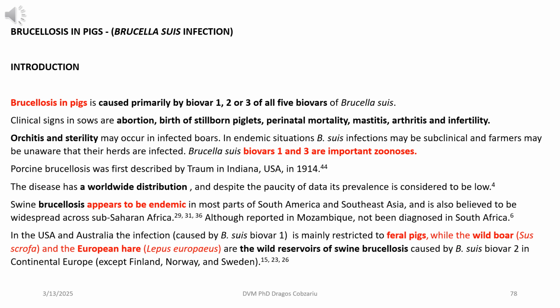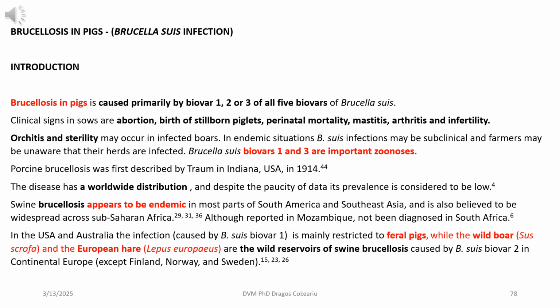Porcine brucellosis was first described by Traum in Indiana, USA, in 1914. The disease has a worldwide distribution, and despite the paucity of data its prevalence is considered to be low. Swine brucellosis appears to be endemic in most parts of South America and Southeast Asia, and is also believed to be widespread across sub-Saharan Africa. Although reported in Mozambique, it has not been diagnosed in South Africa.